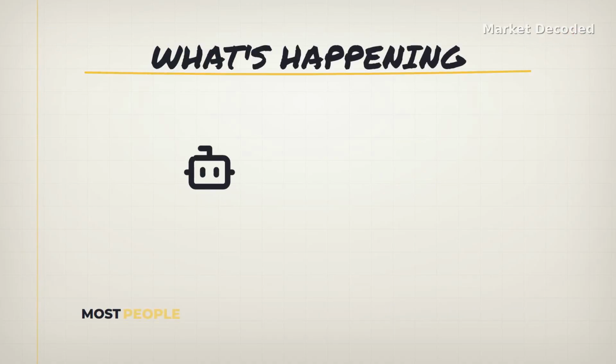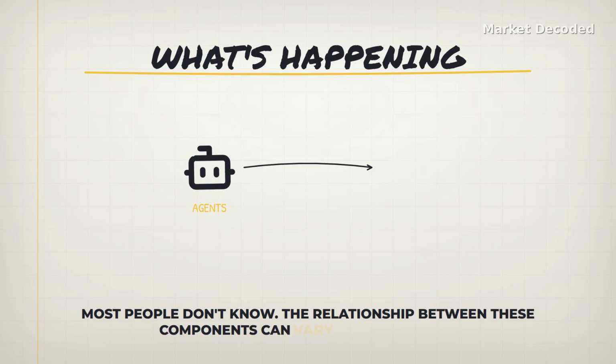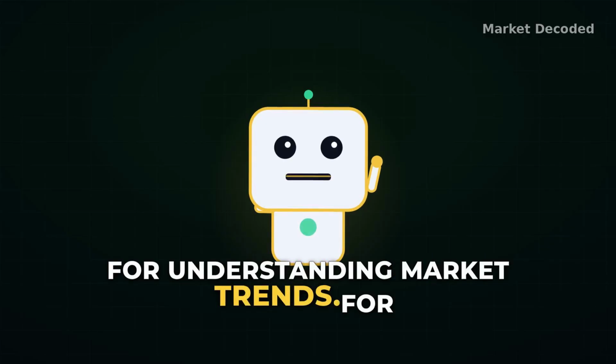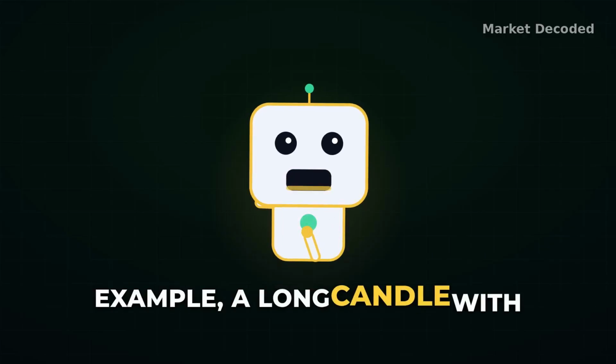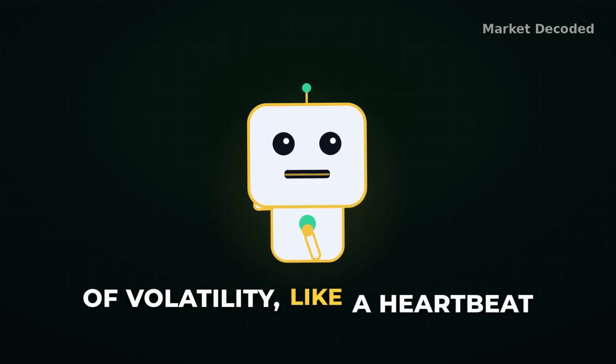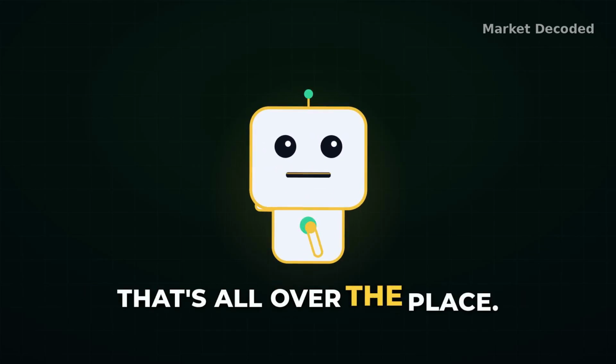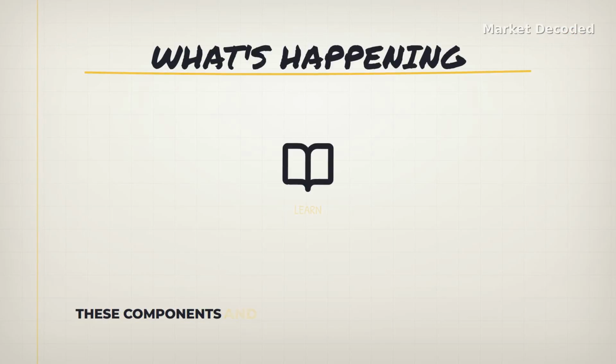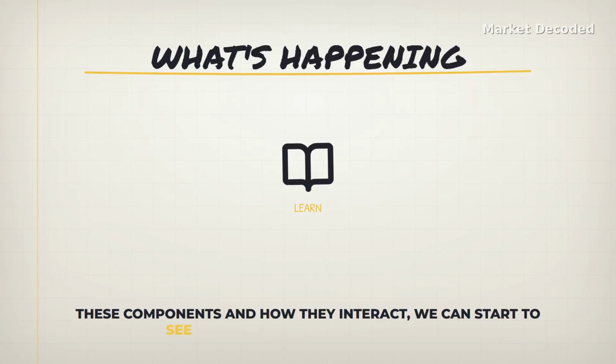And here's the part most people don't know. The relationship between these components can vary greatly, and that variation is what makes candlestick charts so useful for understanding market trends. For example, a long candle with a small body and long wicks can indicate a lot of volatility, like a heartbeat that's all over the place. By looking at these components and how they interact, we can start to see patterns and trends emerge, and that's what we'll explore next.